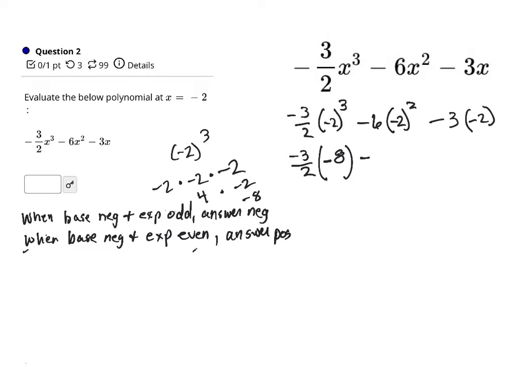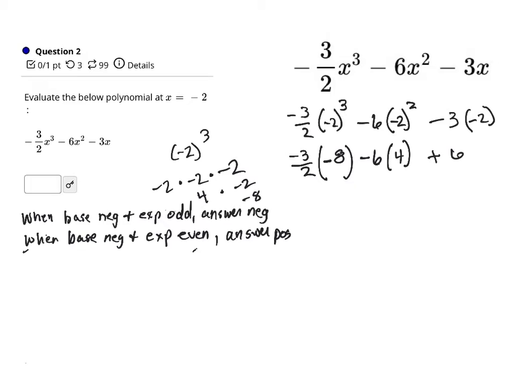So this is negative 6 and negative 2 squared. The base is negative, but the exponent's even, so we know we're going to have a positive, and that's going to be a 4, because negative 2 times negative 2 is positive 4. And then let's just go ahead and multiply. Negative 3 times negative 2 gives us a positive 6. We'll put that on the end. That won't affect anything if we do that now.